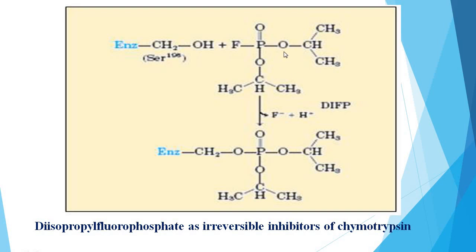This is the structure of the diisopropyl fluorophosphate, and this is the enzyme with the serine in its active site. When both of these form a covalent bond, then the complex is a stable complex which can permanently inhibit the enzyme activity.